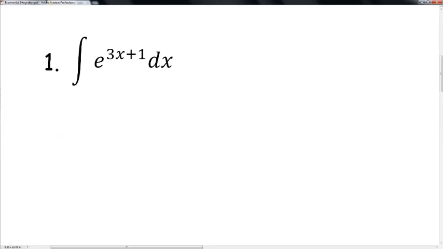Alright, number one, find the antiderivative of e to the 3x plus 1 dx. And again, when you see e and it's not e to the x, then I want you to make u your exponent. So we're going to let u equal 3x plus 1. That means du is equal to 3 times dx, or dx is equal to du over 3. And so we can go ahead and substitute in.